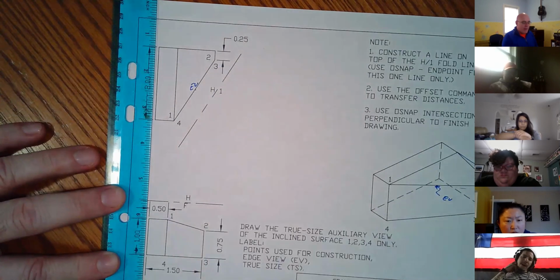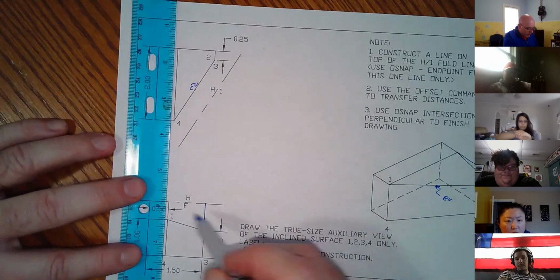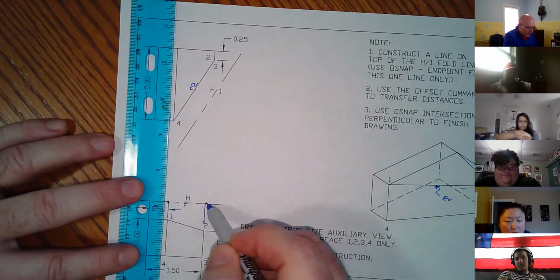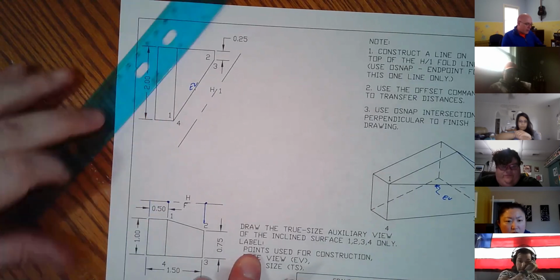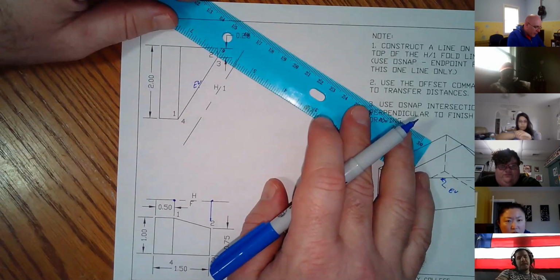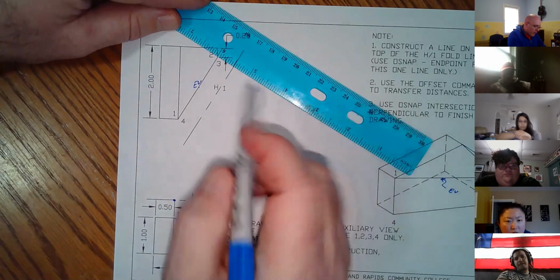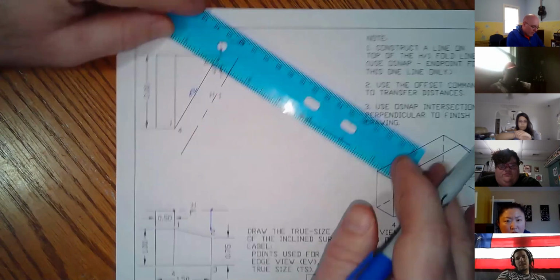So hopefully this helps. So doing the same exact thing, I've got to project up. So I'm projecting to the fold line. So I'm looking for this distance. So in the top view, I've got to be perpendicular. So perpendicular. I'm drawing out my edge view.